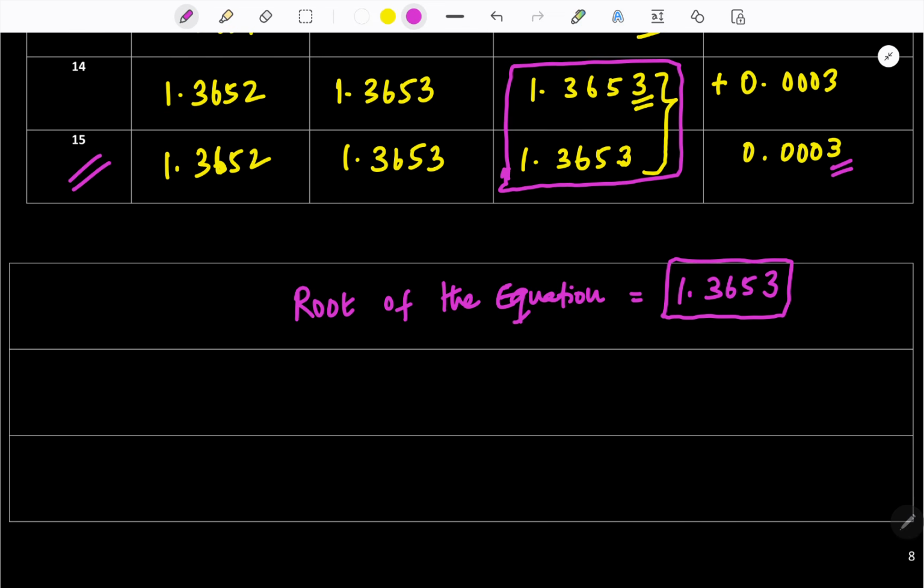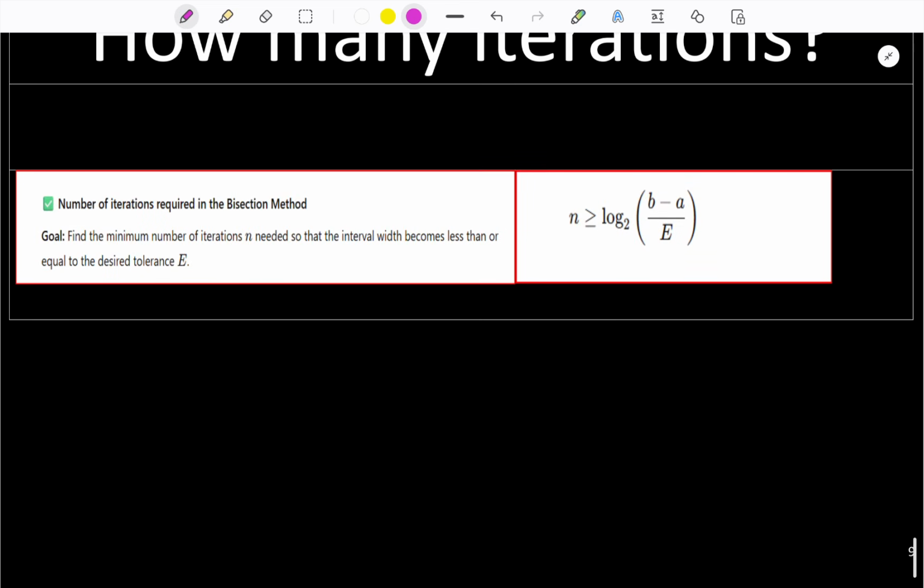So how do I know how many iterations are going to come? Iterations means what? The repetition. Repetition is called iteration. How many times I have to do this one to get the answer, there is a formula. Okay. So look at the formula.